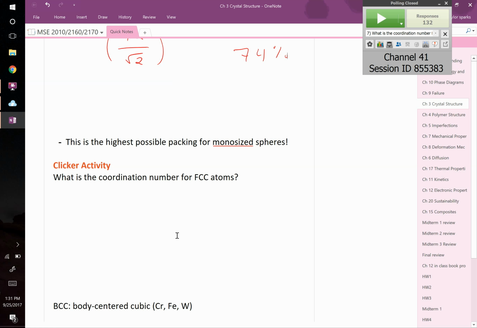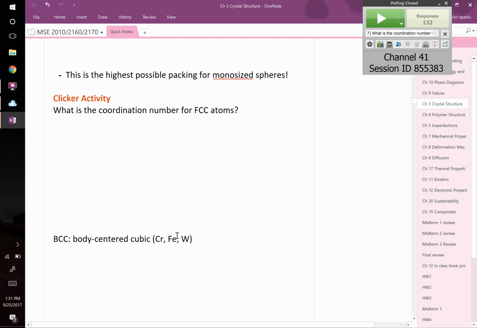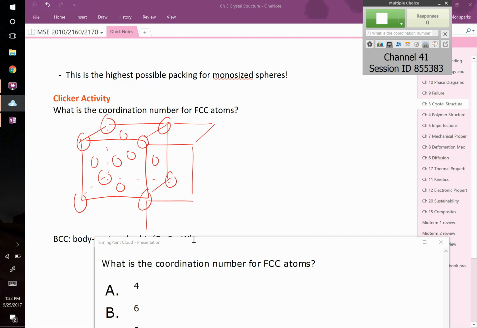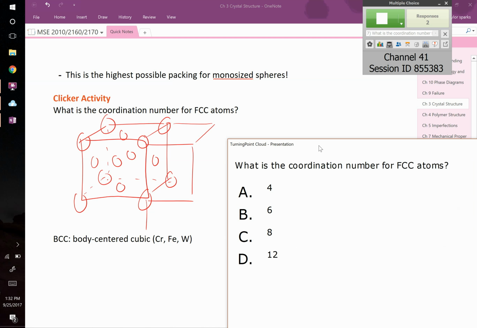So now the question is, in a face-centered cubic lattice, how many neighbors do you have? So again, let me sketch it one more time. In a face-centered cubic lattice, how many neighbors of equal closest distance do you have? You have atoms here on the corners, and you've got atoms on the faces, back, front, side, bottom, top, right? And then remember, you've got other lattices next to it, and you could draw the same thing there. You've got other atoms above and below. So what is the coordination number for FCC atoms? Is it 4, 6, 8, or 12?